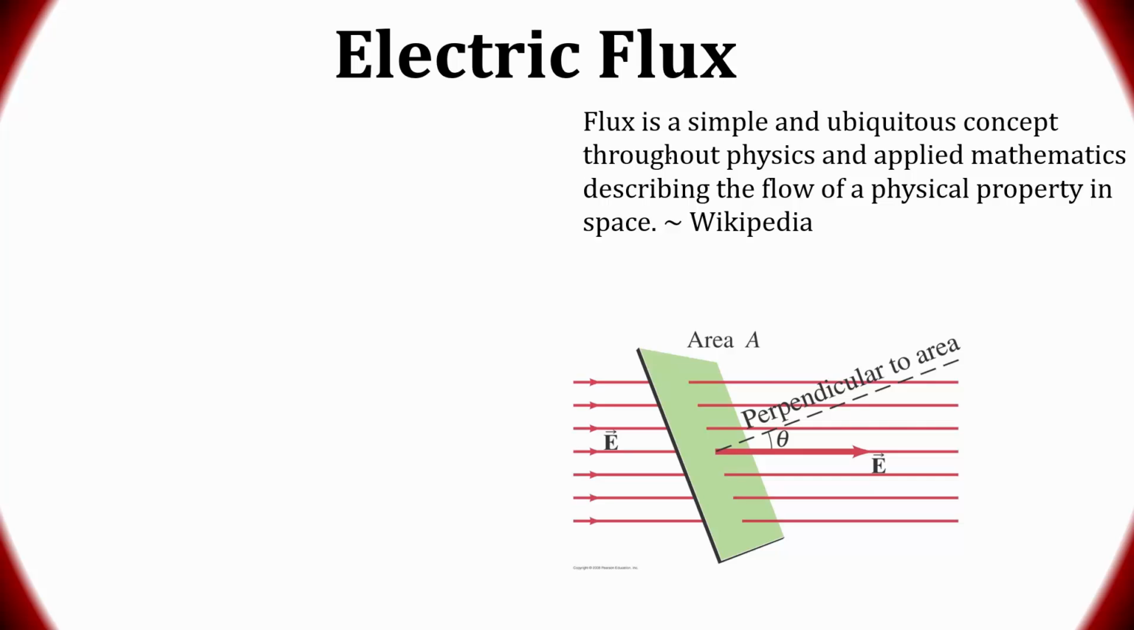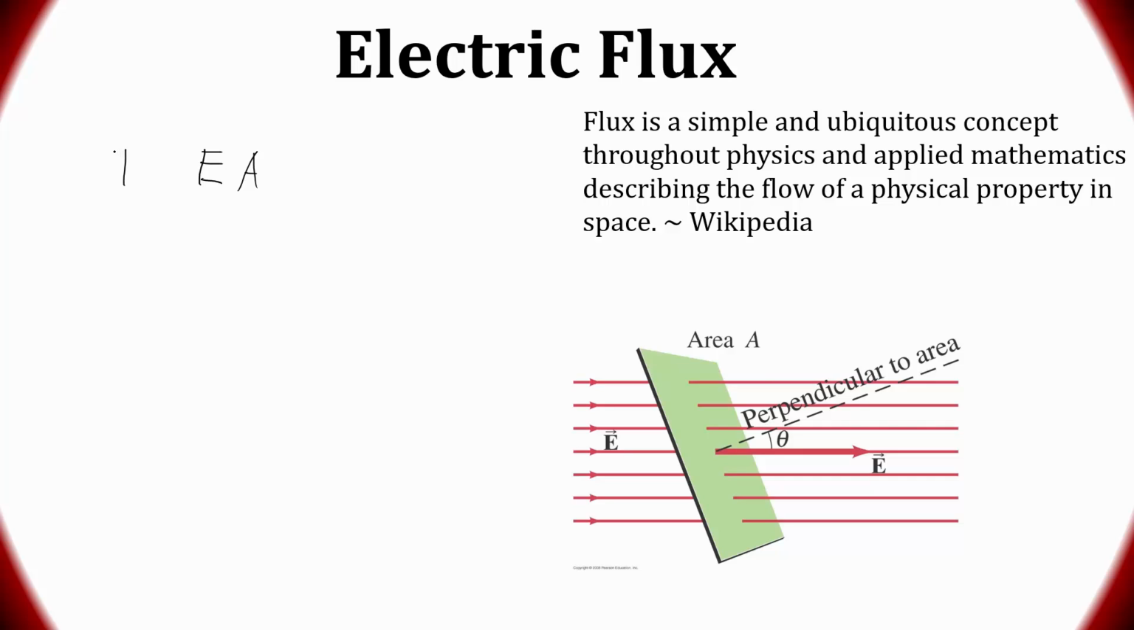Flux, as defined by our good friend Wikipedia, is a nice simple concept. It is ubiquitous as well, and it describes the flow of a variety of physical properties. In our case, we are interested in the flow of the electric field. If you take this analogy with a river flowing to describe flux, well, you've got the speed of the water, and that can be thought of as the strength of the electric field. But then you also need the size of the river, its width and depth, so we need to multiply the electric field by an area. And this quantity here is going to give us the electric flux.